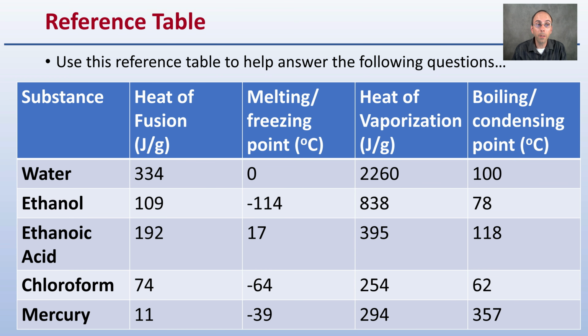All right, so this is a reference table that you may need to refer to for some of the questions. We're looking at different substances, heat of fusion, melting or freezing, heat of vaporization, and boiling or condensation point. So these would be given values. It's now how do you utilize these reference values to apply to the equations that I'm about to go over.